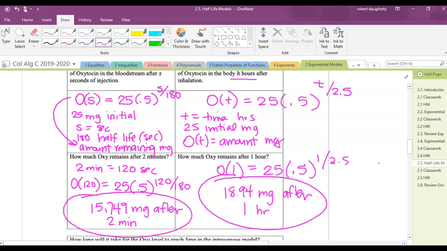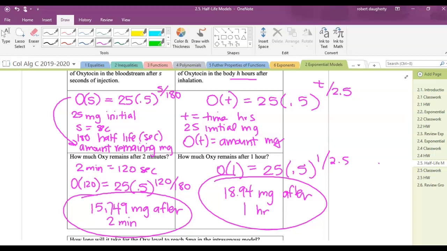So what you can see is, in this bloodstream model, after 2 minutes, about 10 milligrams has gone away. And then the nasal, after about 1 hour, you still have quite a bit. You've only lost about 7. So it's held in your body much longer. So it's much faster half-life in the bloodstream.